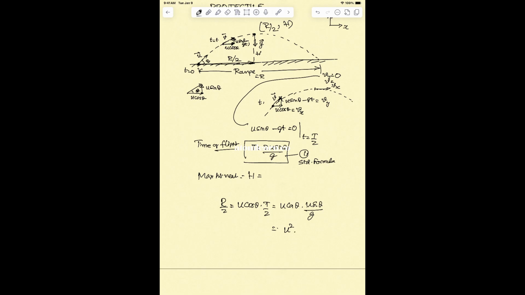I'm going to write sin theta cos theta as sin 2 theta by 2, so u squared sin 2 theta by 2g. This is equal to R by 2, and therefore R is going to be given by u squared sin 2 theta by g. Now, this is also a standard formula. I call it standard formula number 3, because standard formula number 2 I reserved for the maximum height reached. Therefore, this is the range formula.